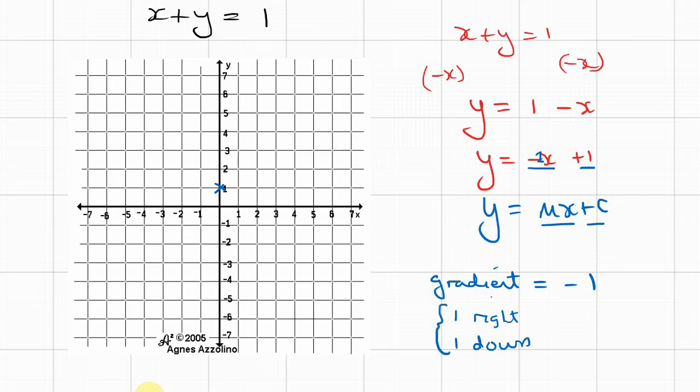Oh, I'm doing them terrible today. I will leave it. 1 to the right, 1 down. Next plot here. 1 to the right, 1 down. And you might be able to start seeing a pattern with these straight lines. They're always going in a straight line, so they always follow a nice little pattern. So I can see it's going to turn out like this.